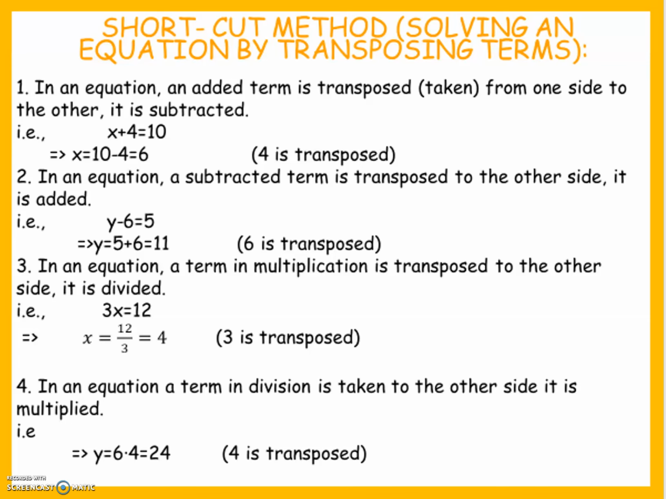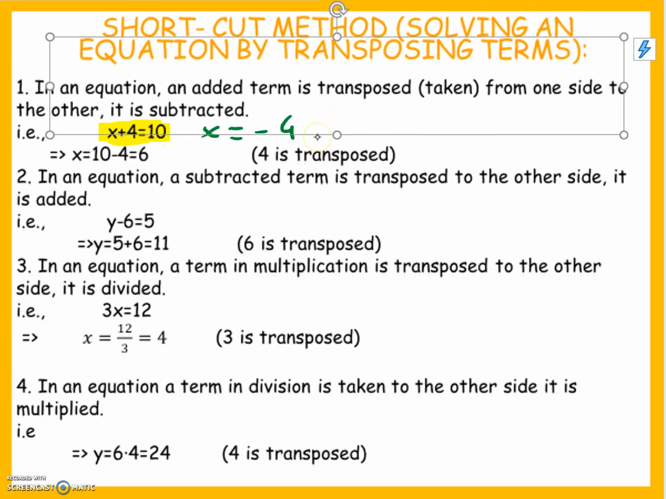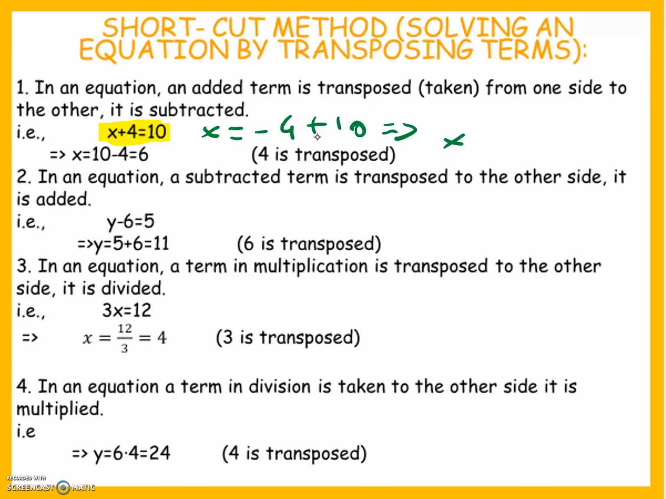That is x plus 4 equal to 10. If I want x to stand alone on the left side, I simply move my 4 to the other side of the equal sign, changing its sign, minus 4 plus 10. And what I obtain is that x is equal to 6. Here you have it right.